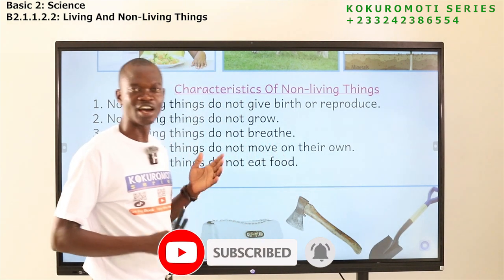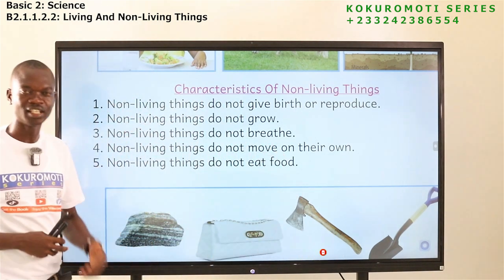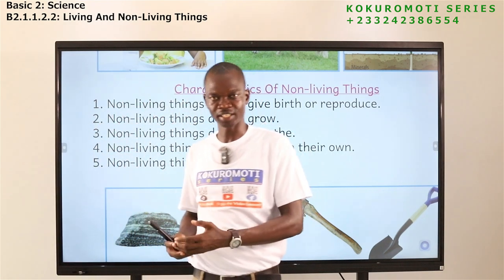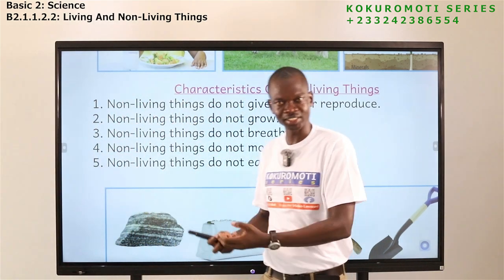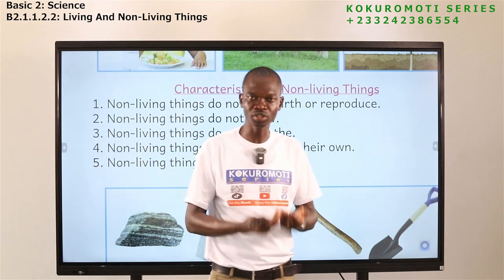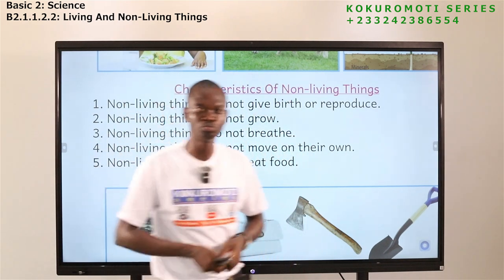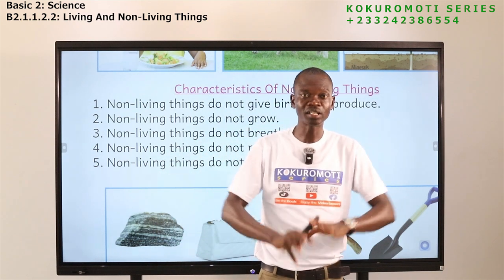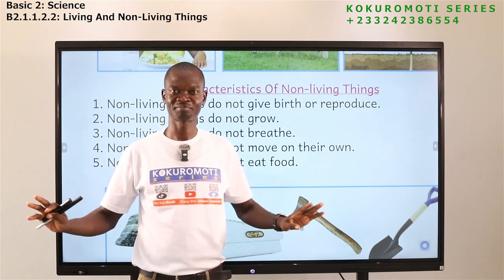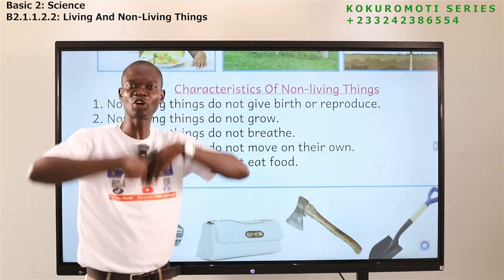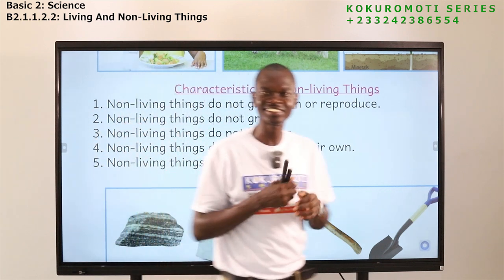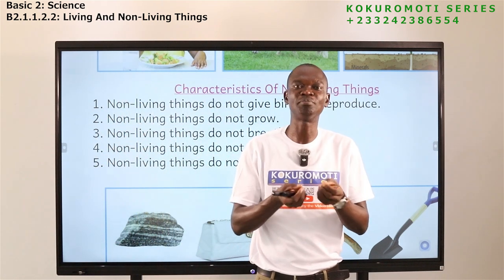So today we have seen living things and non-living things. Living things have life in them. Non-living things do not have life in them. Living things have characteristics. They are able to grow, reproduce, eat, move, and breathe. But non-living things don't have life in them, and because of that, they can't grow, they cannot eat, they can't move on their own. They cannot breathe.